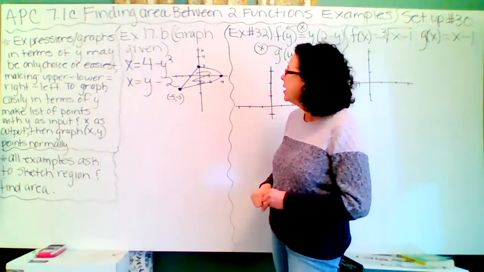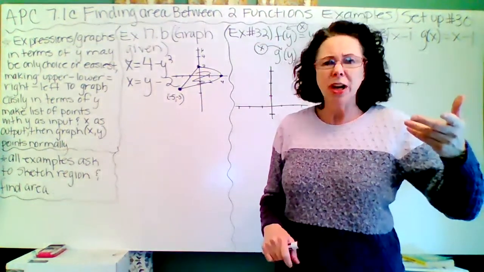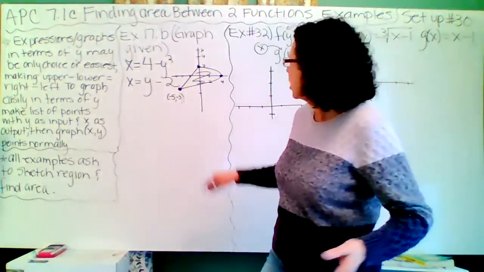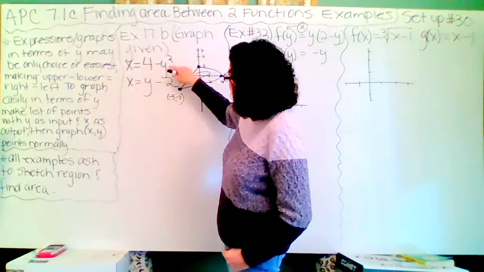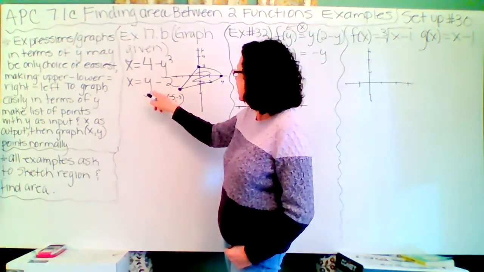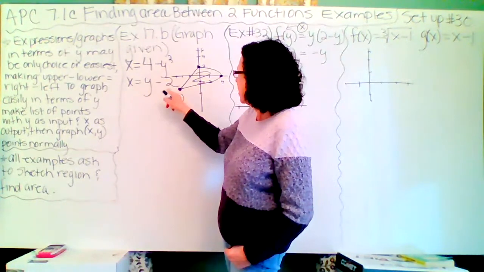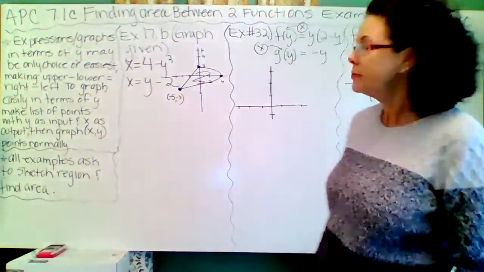And this is the point -5, -3. Let's just check it real quick. Does that work? When you put in a -3 for y here, that is 9, 4 minus 9, yep, -5. When you put in a -3 here, -3 minus 2 is a -5. They do, in fact, intersect at that point.